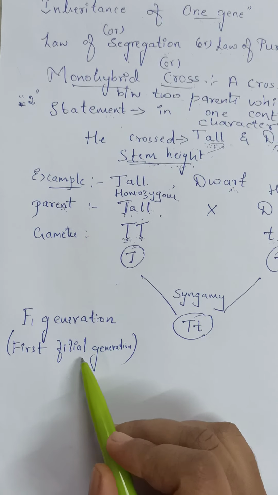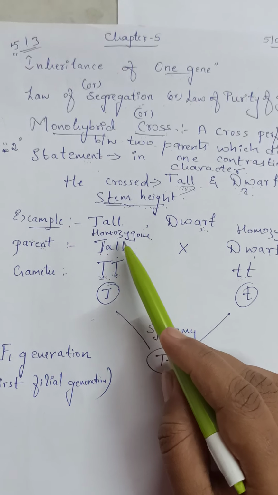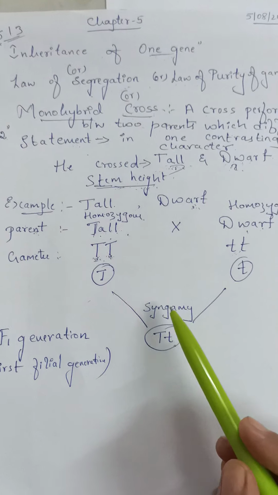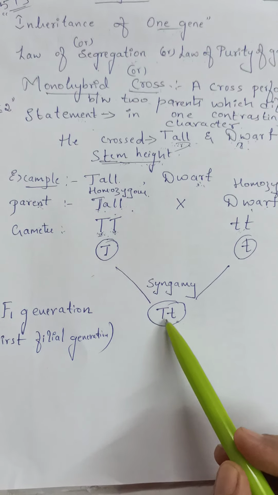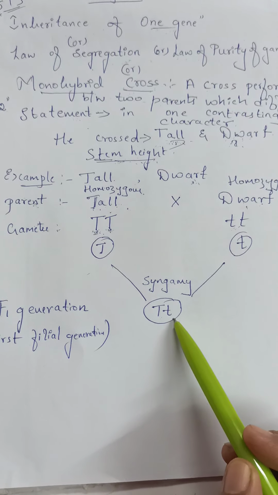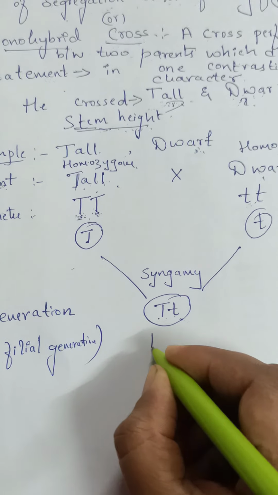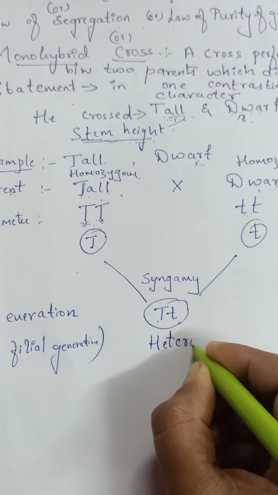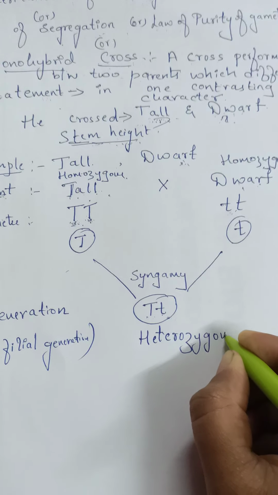That is the first filial generation. When we cross a homozygous tall pea plant with a homozygous dwarf, after fertilization in the F1 generation, we'll get capital T and small t. This condition, when the alleles are different, is called heterozygous.